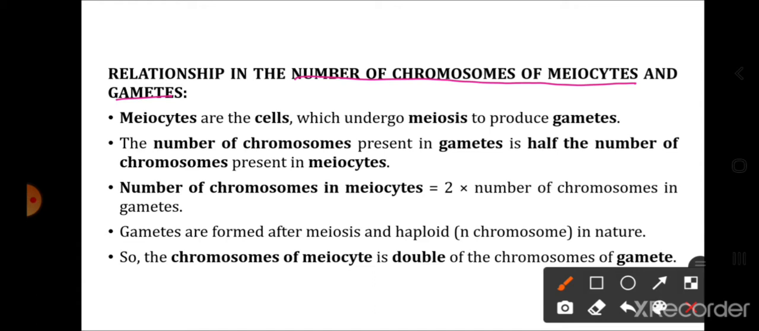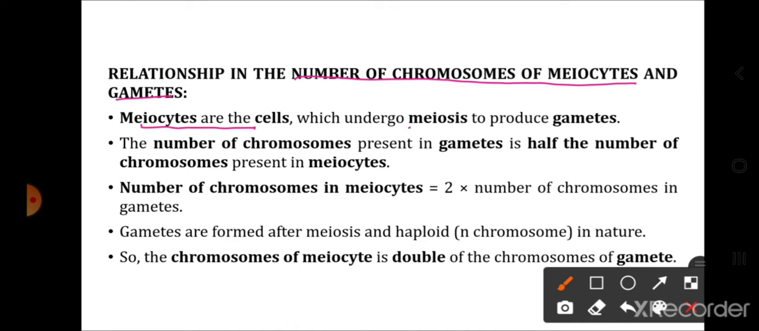Meiocytes undergo meiotic division to form the gametes. So as meiotic division is a reductional division, the number of chromosomes reduces to half. So the number of chromosomes in the gamete will be half the number of chromosomes in the meiocytes, or we can say the number of chromosomes in the meiocyte is double the number of chromosomes in the gametes.